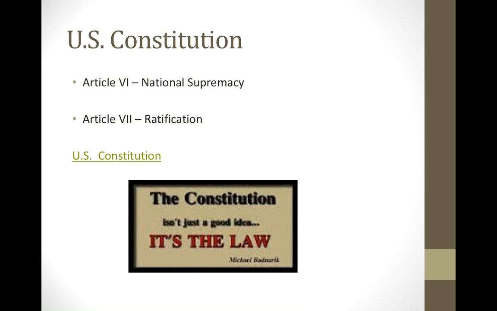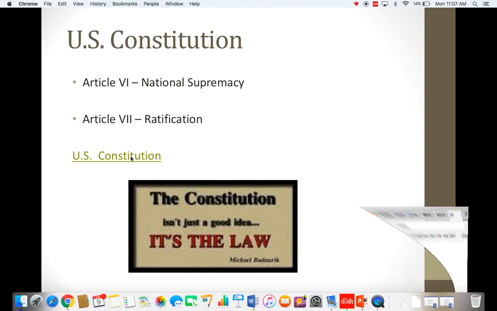And so Article 7 is just one sentence long, and it says that 9 of the 13 states have to vote in favor of this new Constitution before they will be required to follow it. And so Article 7 is how the Constitution goes into effect. You have to have 9 of the 13 states. Once we get 9, then according to the Constitution, this document will be in effect for those states that ratify, or formally approve it.